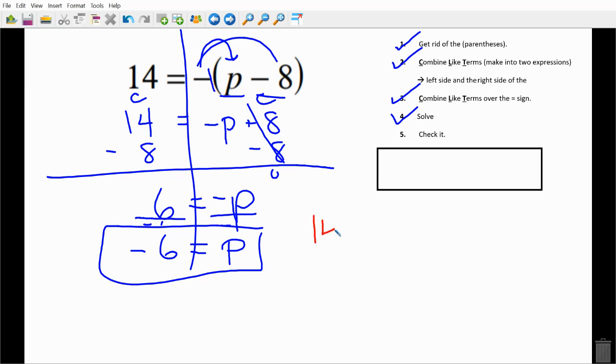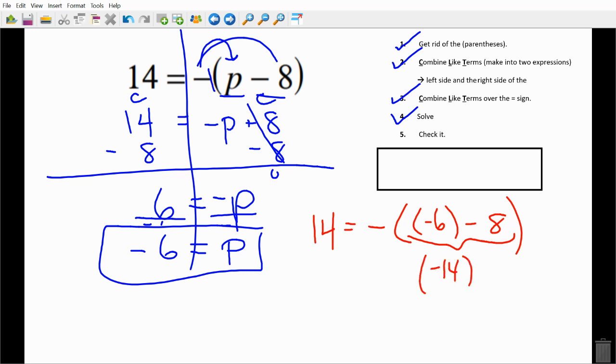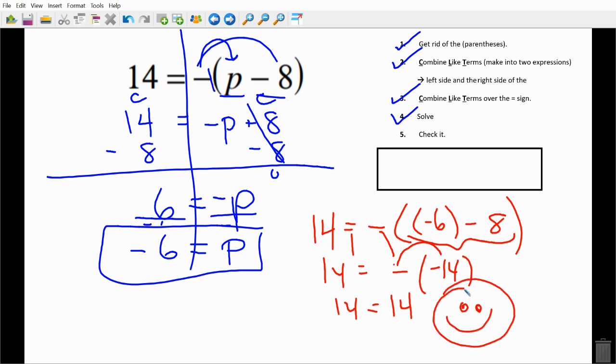So 14, go back to our original problem, equals negative parenthesis. I'm going to put double parentheses here, 8. And what do we put in parentheses is negative 6. So the first thing we're going to always do is our parentheses here. So let's combine these 2 things. What is negative 6 minus 8? Is negative 14. Just bring everything down. Now we need what's negative times a negative. Positive 14 equals positive 14. Because we need to distribute to that negative 14 or take the opposite of.